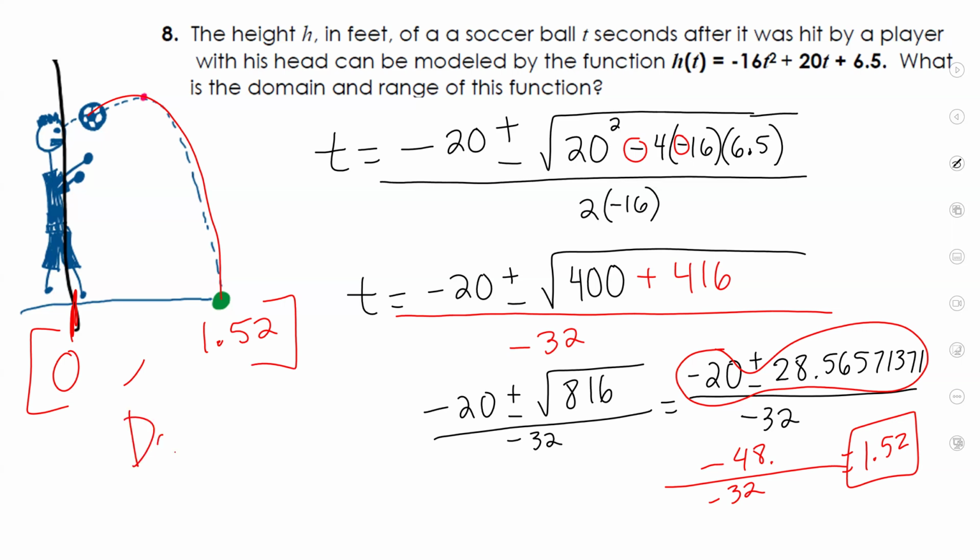So your domain is 0 to 1.52. You could also write it like this: x is between 0 and 1.52. We got 1.52 from the quadratic formula. Okay? All right, next example. I'm going to write it up here. Let me pause real quick.